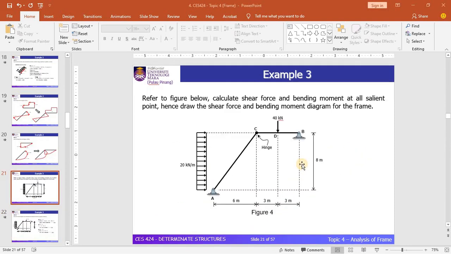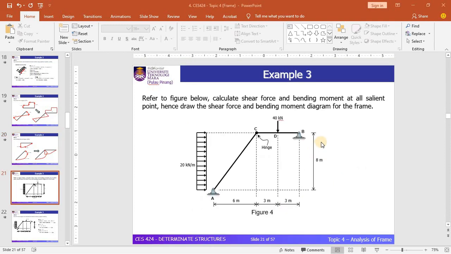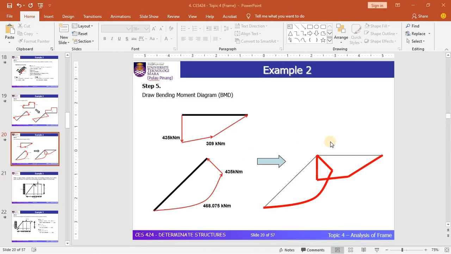Okay, so that's it for this session. I hope that you can figure out what we have learned in this session, and we will continue in the next session with example 3.